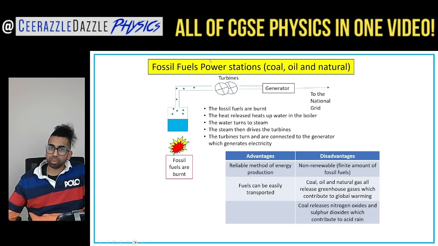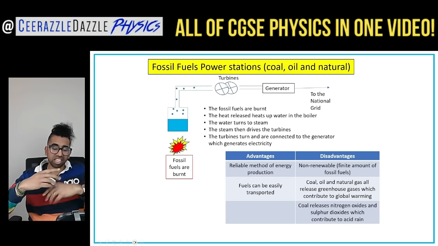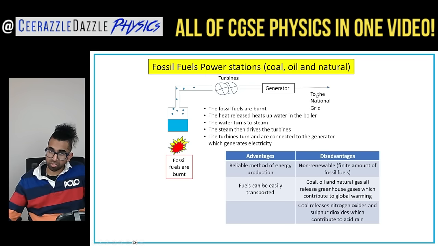Right, so the fossil fuel power stations: coal, oil, and natural gas. So look, fossil fuels are burnt, heats up the water, turns into steam. Steam then flows through the turbine, which is connected to the generator, which generates electricity. So make sure you're happy with that. And then the advantages of the fossil fuels are, number one, it's a reliable method of energy production. Fuels can be easily transported. Disadvantages: it's non-renewable. There's a finite amount of the fossil fuels.